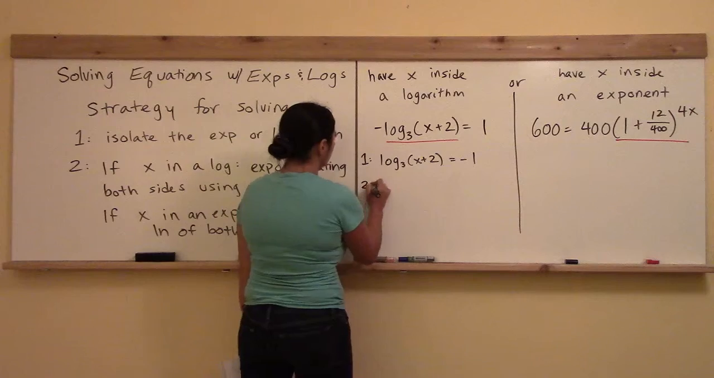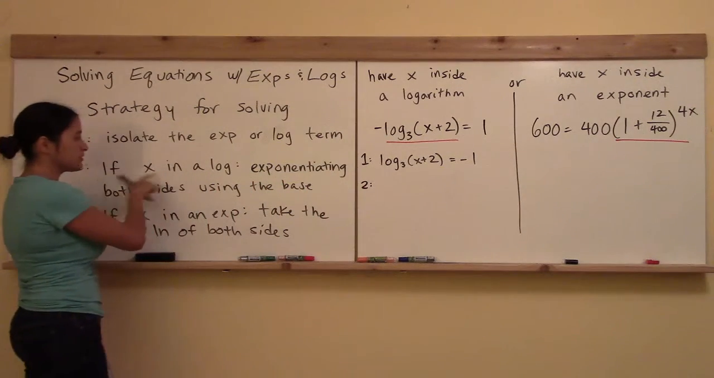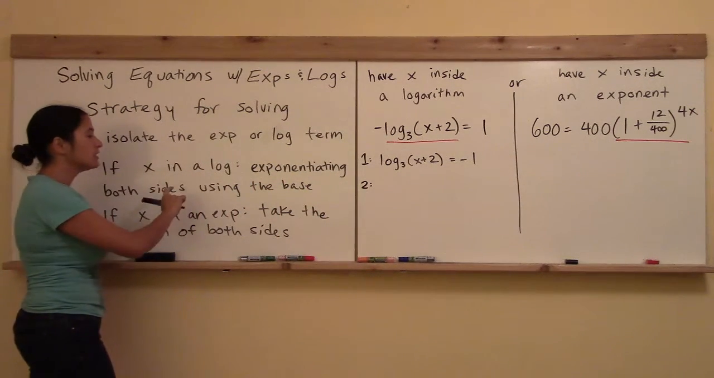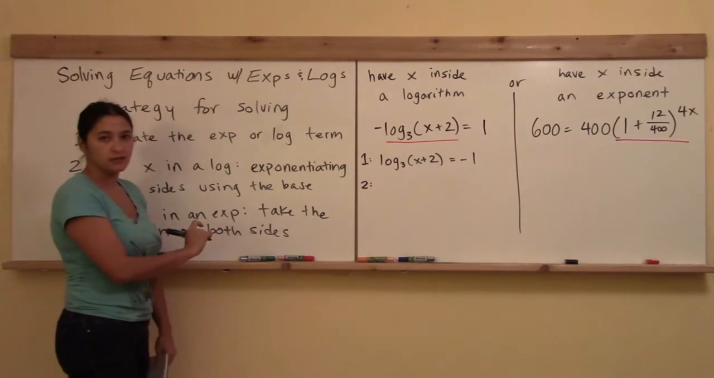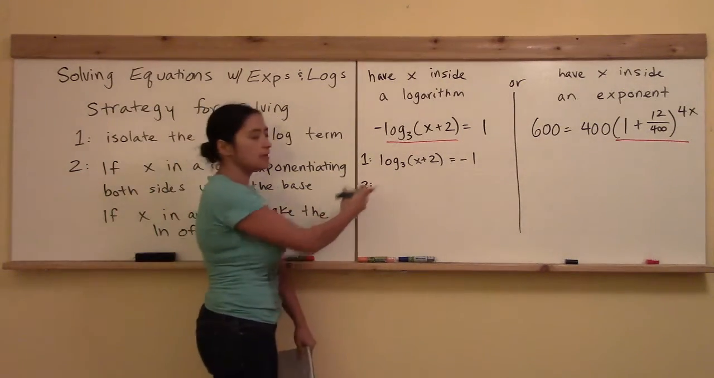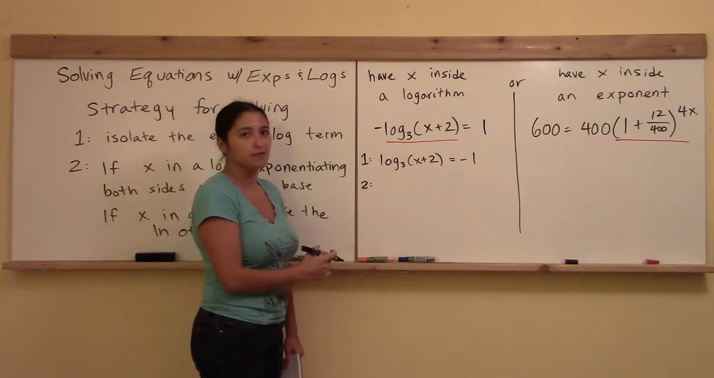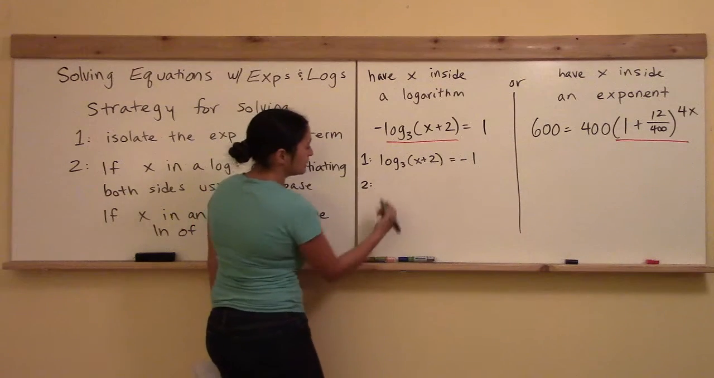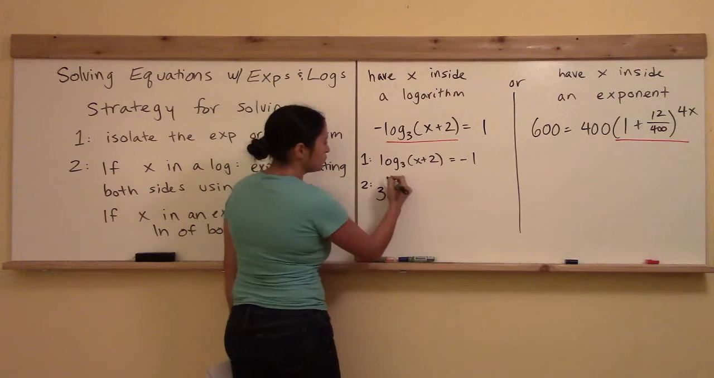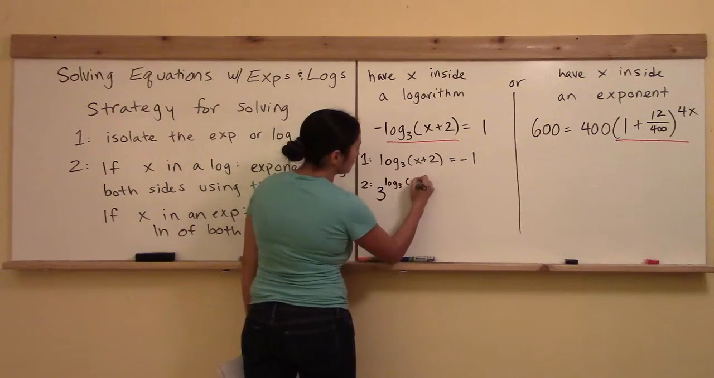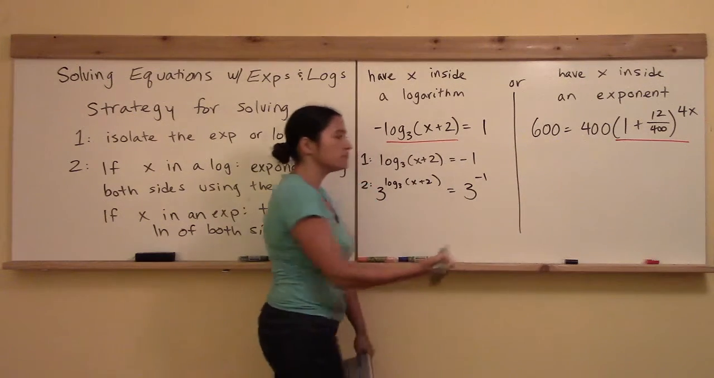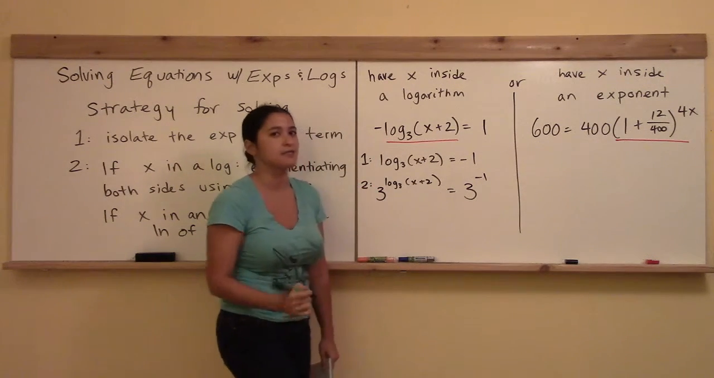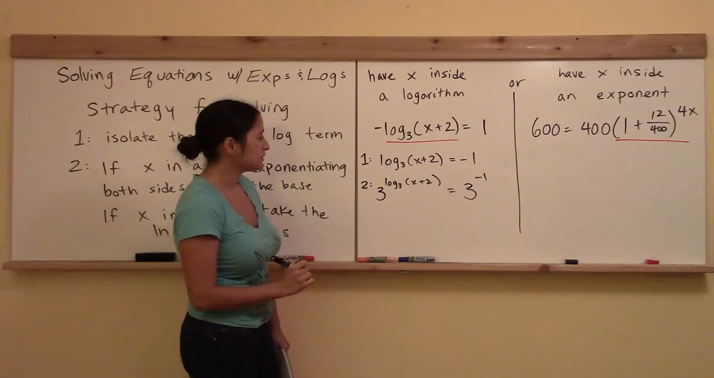And then I go on to step 2 here, and I'm in this top one where x is inside a log, I'm going to exponentiate both sides using the base. Okay, so keep in mind that if you're in this type of case, it is base specific. So if it's in base 3, you're raising 3 to the power of log base 3 of x plus 2 on that side, and you're raising 3 to the power of minus 1, because there's minus 1 on that side. Okay, so that's what I mean by that.